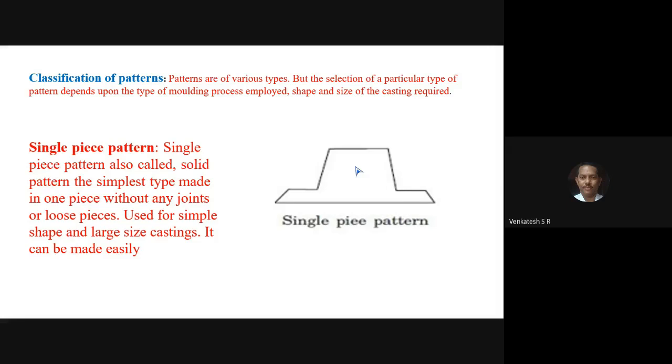If the number of castings required is less, then they use single piece pattern. Full stop. You can observe here they have provided the draft allowance, shrinkage allowance, and all the allowances in the pattern.